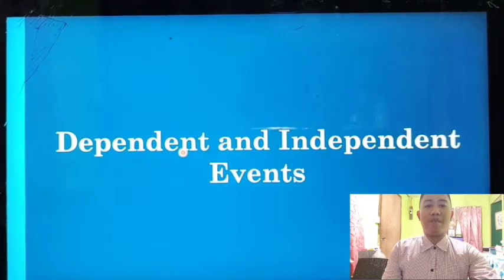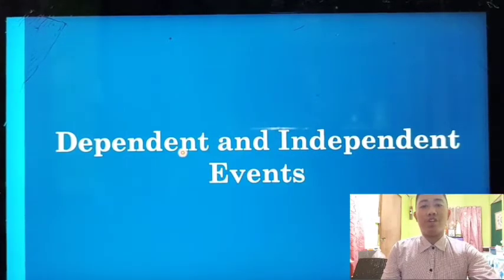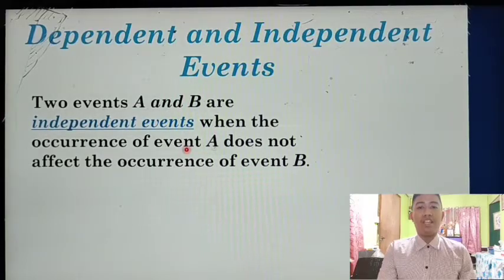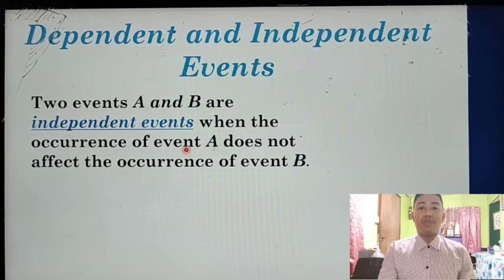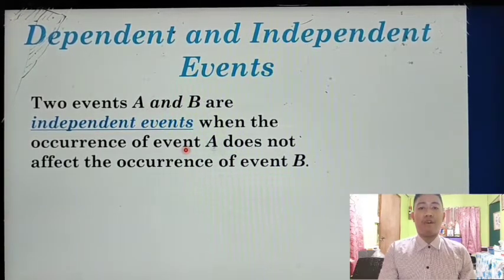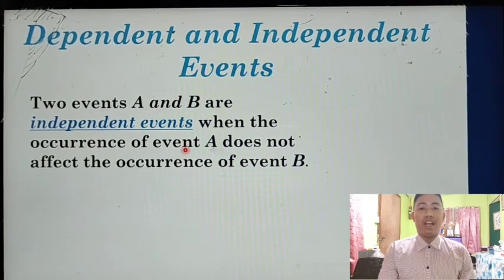So what is the difference between the dependent and the independent events? Let us discuss the difference between these two terminologies. Two events A and B are called independent events when the occurrence of event A does not affect the occurrence of event B. So this is an example of the choices of sandwiches and the beverage, as we have already discussed in the problem earlier. It doesn't affect the choices of the other.